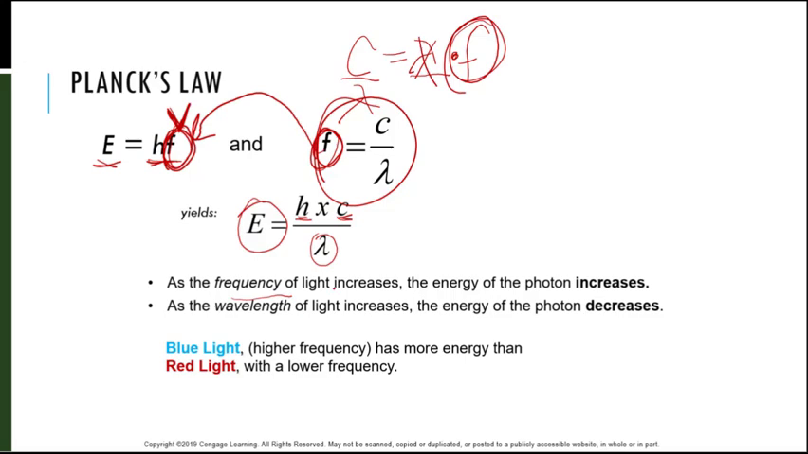As the frequency of light increases, the energy of the photon increases. We would also find that as the wavelength of light increases, the energy of the photon decreases. Blue light has more energy than red light with a lower frequency.